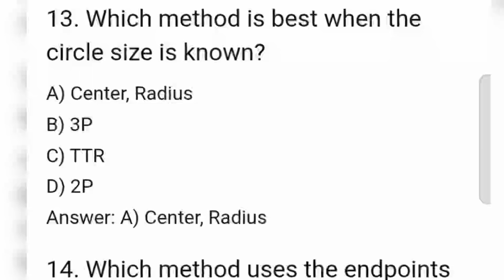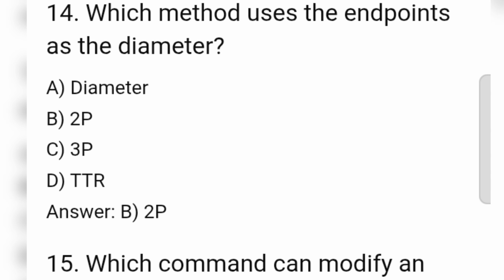Question number 13. Which method is best when the circle size is known? A. Center radius, B. 3P, option C. TTR, option D. 2P. Answer is center radius. Question number 14. Which method uses the endpoints as a diameter? A. Diameter, B. 2 point, C. 3 point, D. TTR. Answer is B, 2 point.